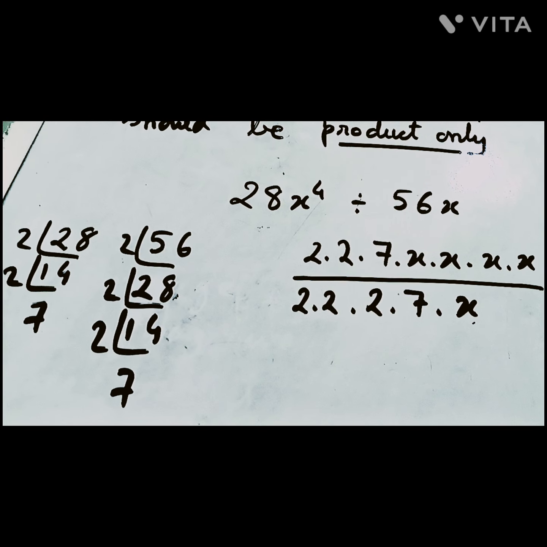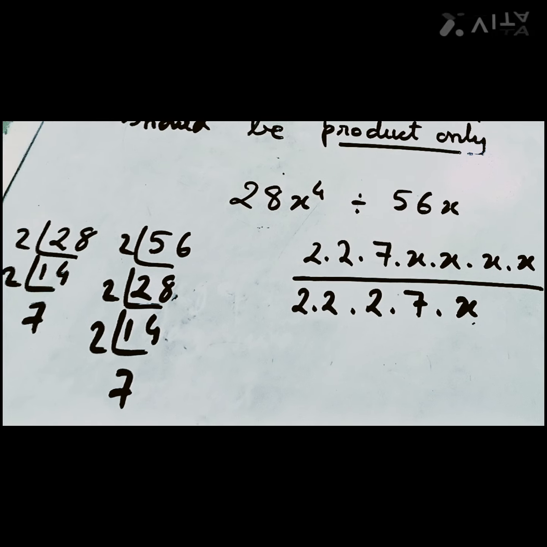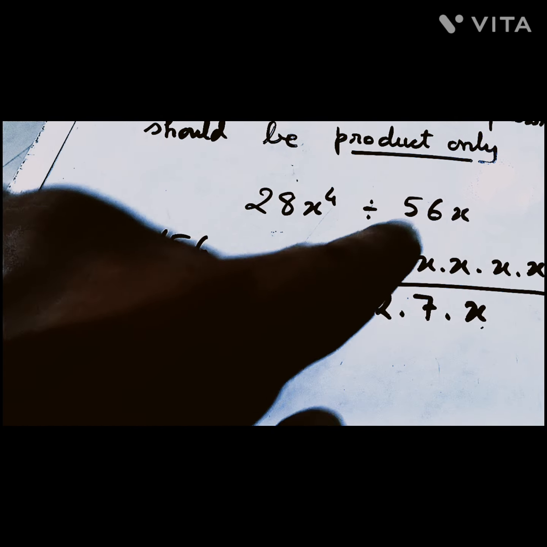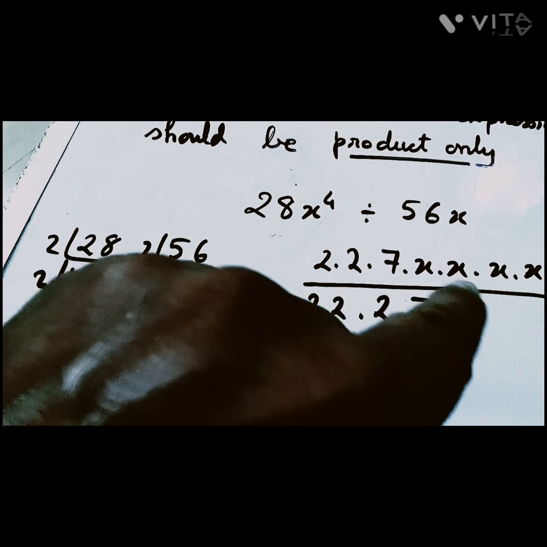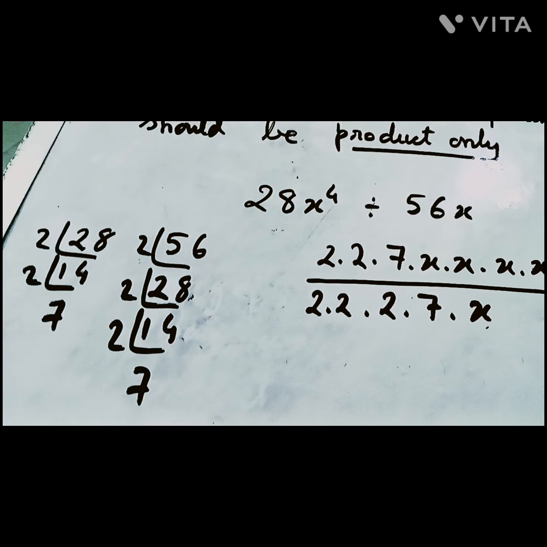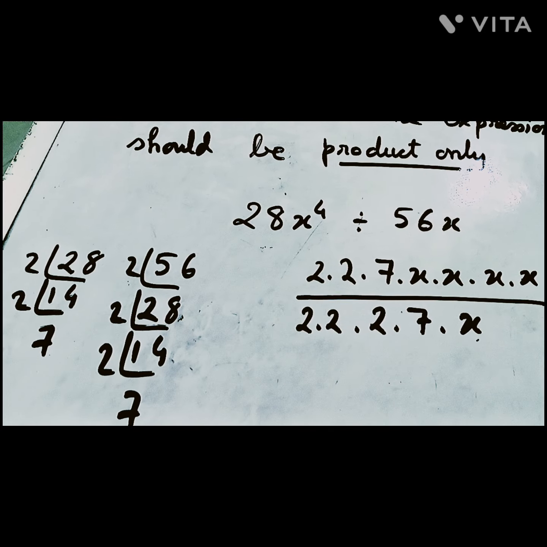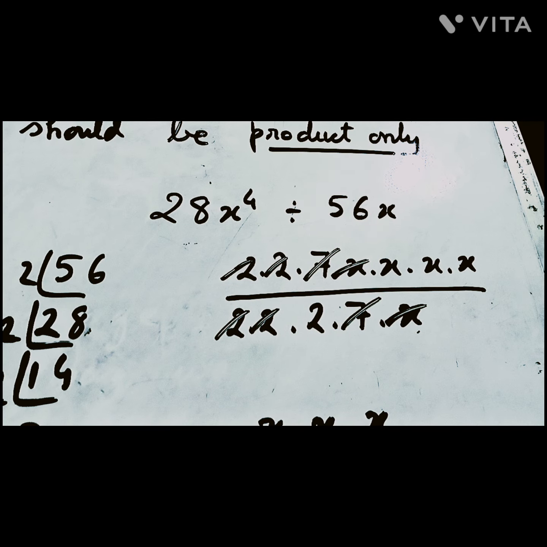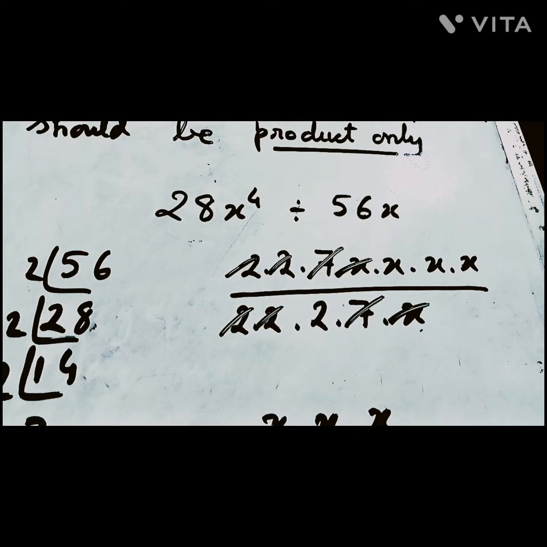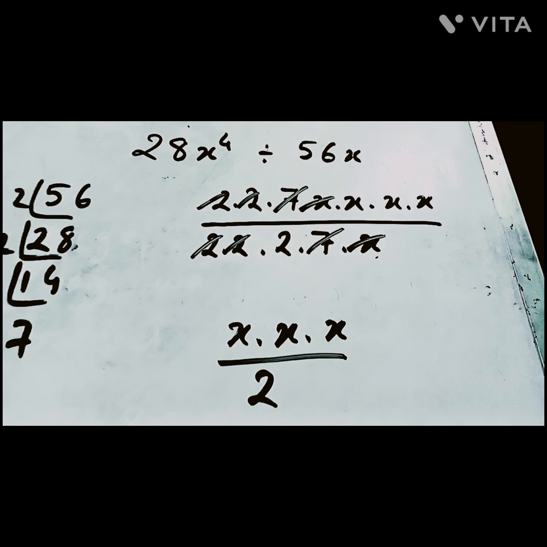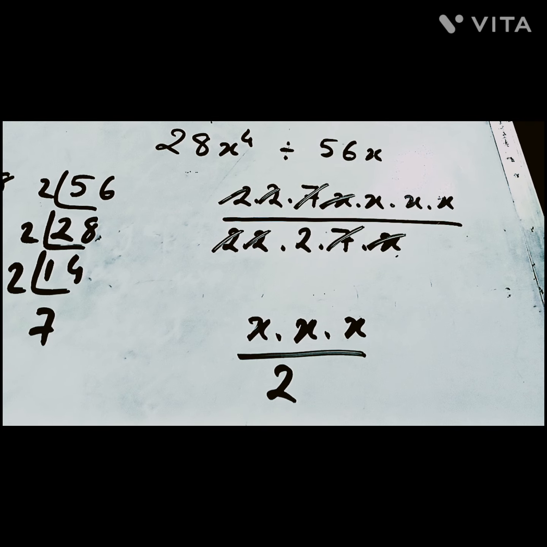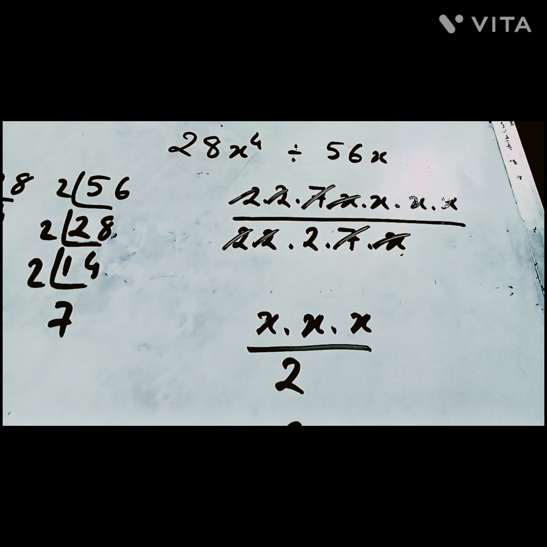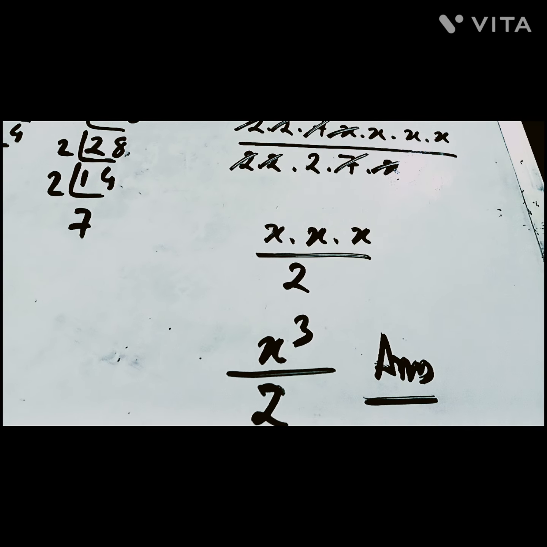So a product we can cut with the common product. That is, 2 and 2 can be cut, 2 and 2 can be cut, 7 and 7 can be cut, x and x can be cut. So what is remaining would be the answer. What is remaining is x into x into x in the numerator, and 2 in the denominator. So x into x into x is x cube divided by 2. This is the answer.